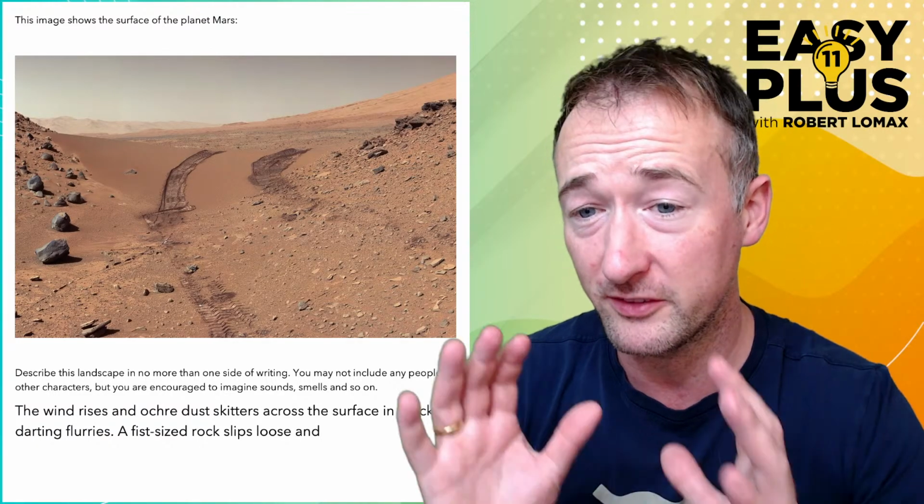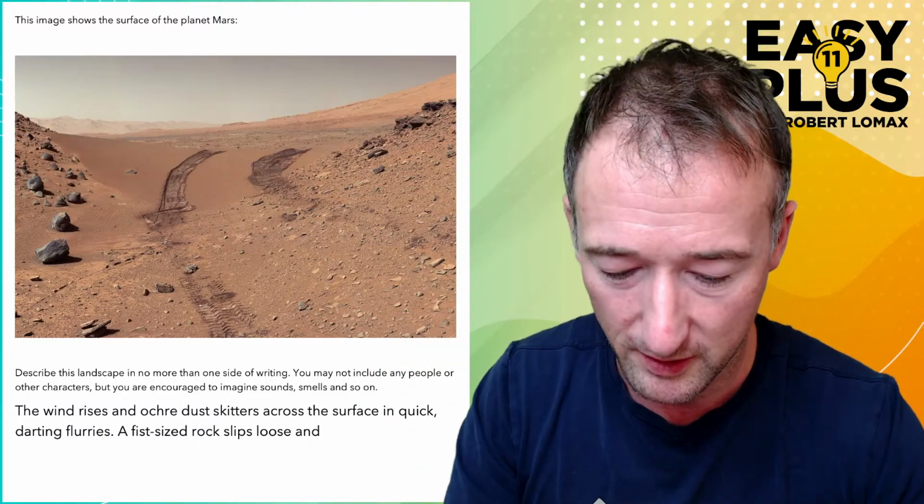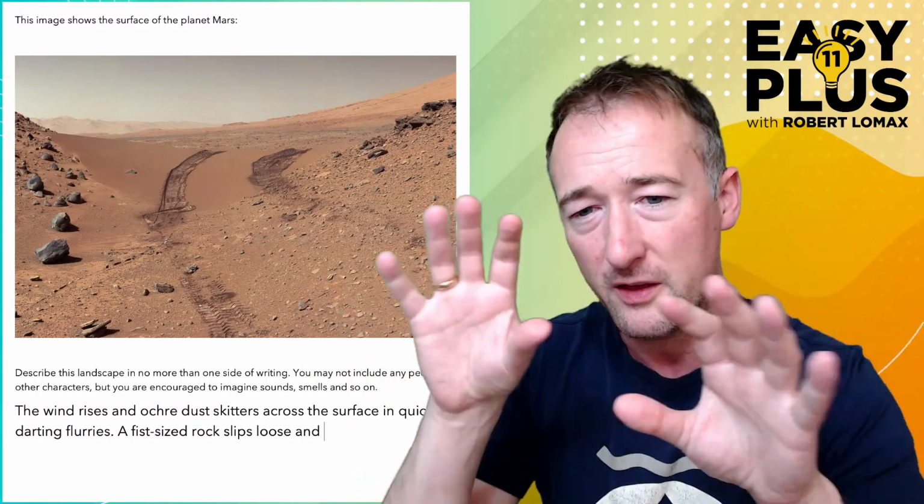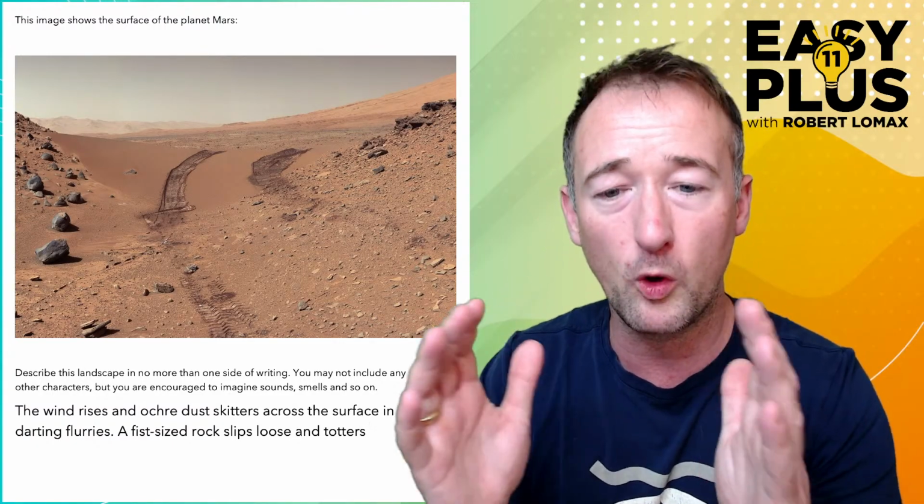So a fist-sized rock breaks loose. How about slips loose and tumbles? That's quite violent, but this doesn't look like a scene where violent things are happening. So, slips down, we just said slips. And how could we describe the motion of a rock that slowly tips down the slope? How about totters? It means to kind of wobble as you move. You can imagine this rock sort of wobbling down the slope.